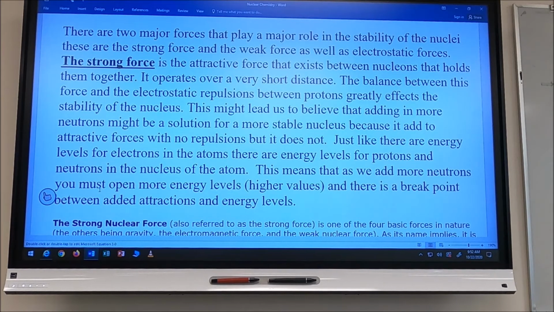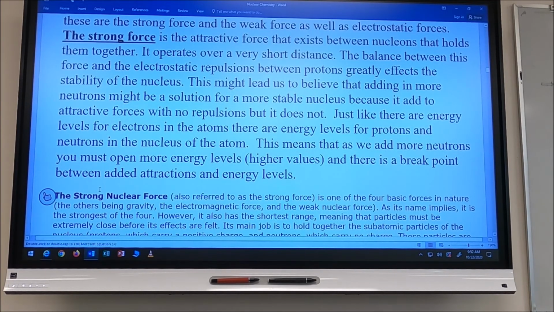What we've discovered, or what it looks like, is just like there are energy levels for electrons inside the atom, there are energy levels for protons and neutrons in the atoms. That means that when we add neutrons, sometimes we have to open up new energy levels of higher value. And there's a breaking point between adding in these neutrons to reduce the positive repulsions and the energy levels.